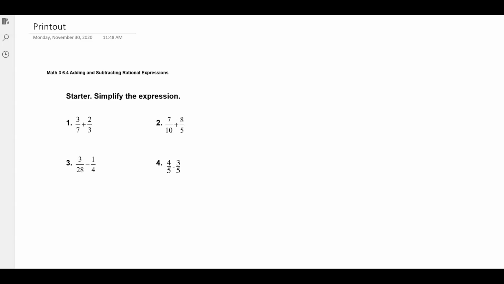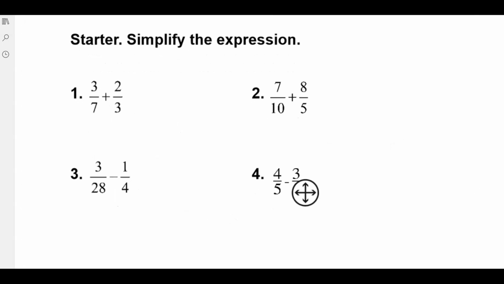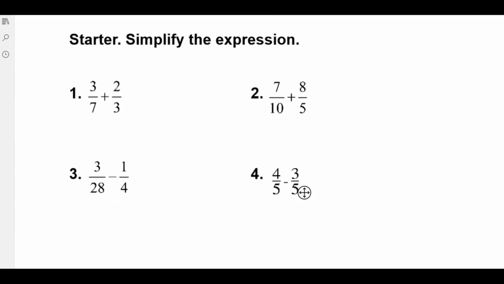Right, this is 6.4, adding and subtracting rational expressions. So for the starter, just make sure that you're finding a common denominator when you're adding them together. So for example, 3 over 7 plus 2 over 3, you have to find that common denominator.